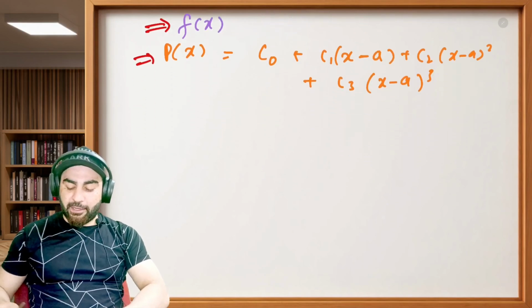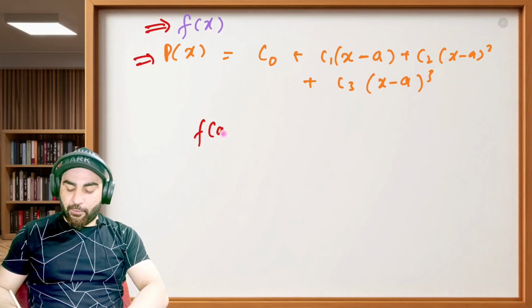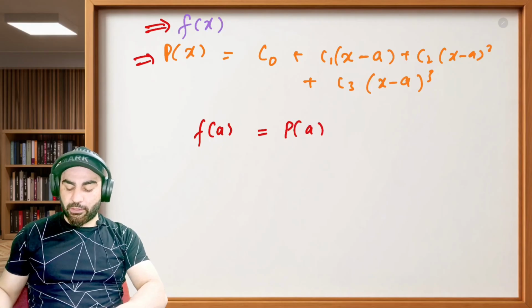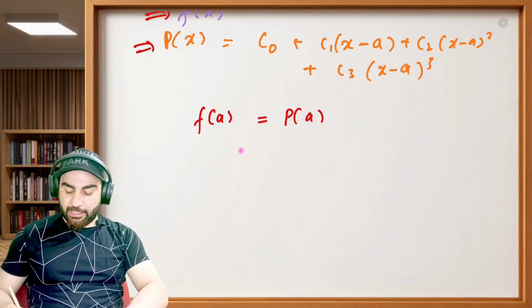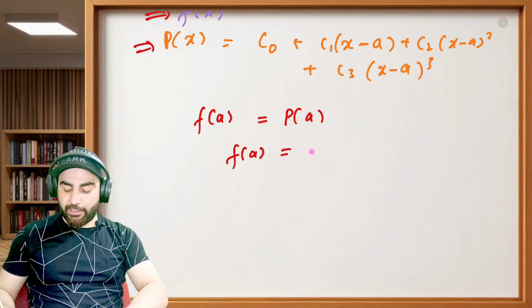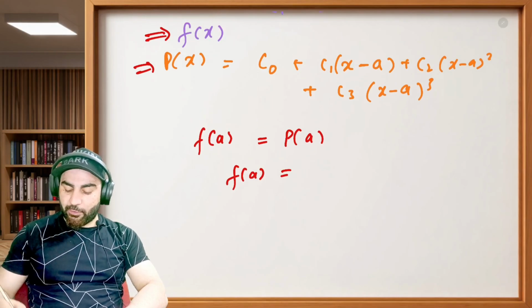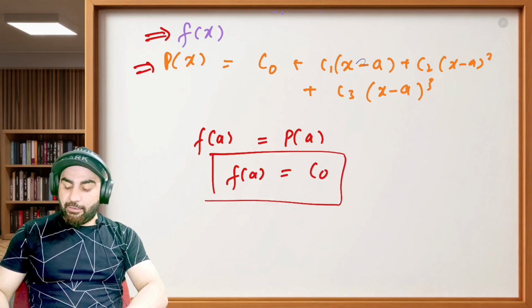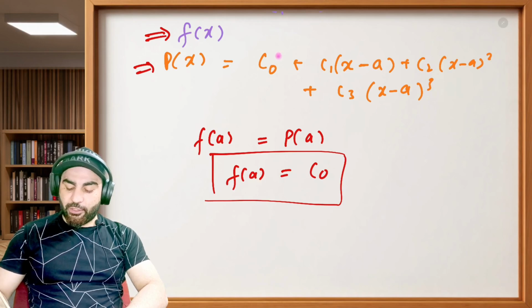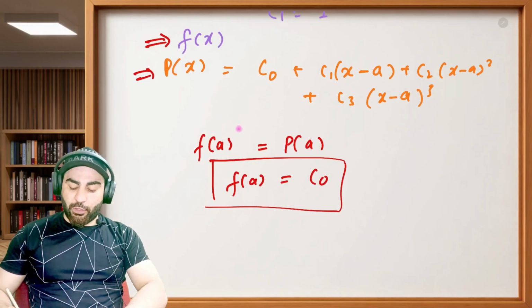So as I said, the value of the function at some random point a, f of a, should be equal to p of a. If you put a everywhere in p of a, everything else goes to 0 and you will be left with c0. So f of a is equal to c0, when evaluating the function at that particular point a.